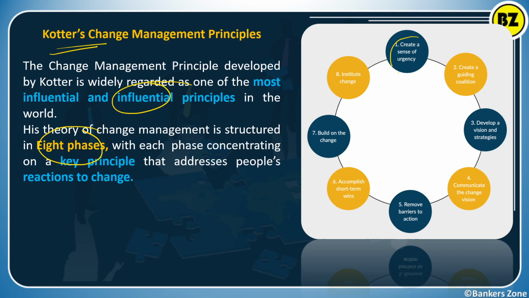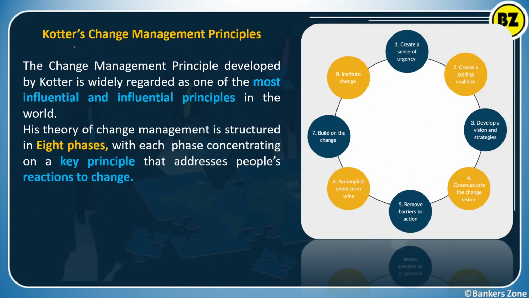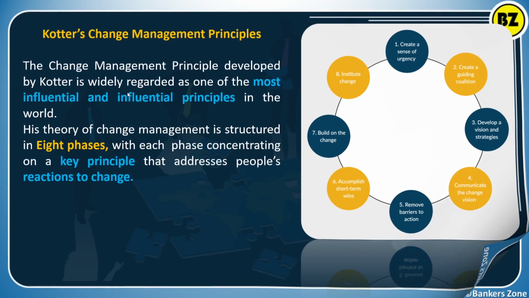First is what? Create a sense of urgency, create the guiding coalition, develop the vision, communication, remove the barriers, accomplish the short term win, then build on the change, then institute the change. Okay, as we discuss these one by one, you will get better clarity. So this model is Kotter's change management model. It has 8 phases. What I suggest is that you study this lecture in 2 parts so that you can easily get the detail.